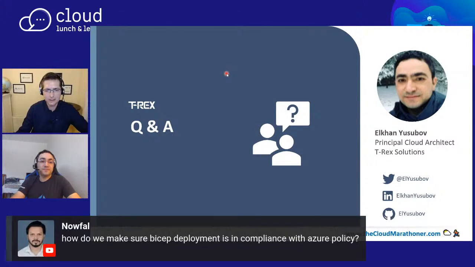Okay, and then the last one at the moment, very important, I would say as well. How do we make sure Bicep deployment is in compliance with Azure policy? That's a good question, and that's the reason why I say that there is an actual demo about that, right?